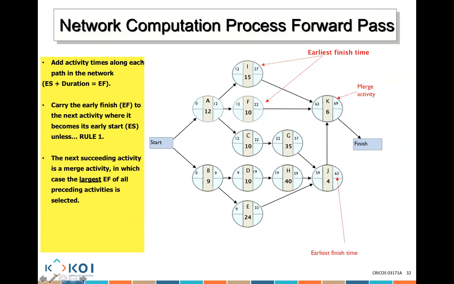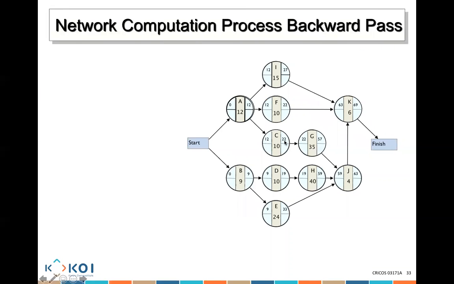All right, let's do the backward pass. All of these boxes are empty. We're going to go backward and fill all of these boxes. We subtract activity times along each path in the network diagram. Latest finish minus duration gives me latest start. My early finish becomes the latest finish. So my early finish of 69 moves here and becomes the latest finish of 69. 69 minus the duration will give me the latest start.